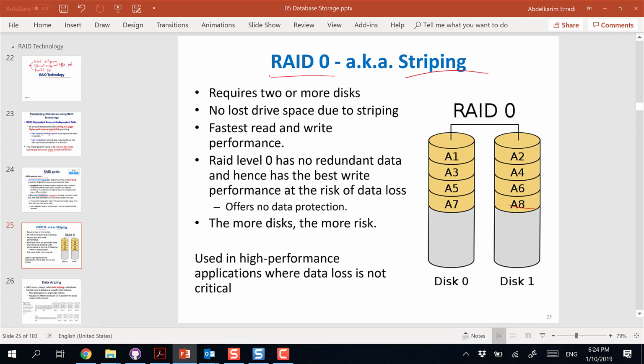This is called striping. Yes, please. So it's like a scale up with 2 disks? Scale up. You can think of it that way, scale up with 2 disks.